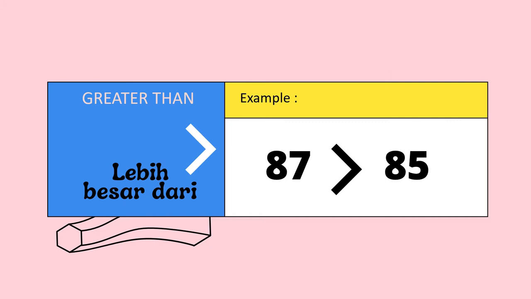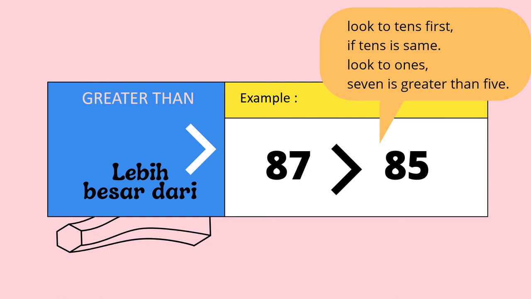More example, 87 greater than 85. 87 lebih besar dari 85. Look to tens first. If tens is same, look to ones. 7 is greater than 5. Jika puluhannya sama, cobalah lihat satuannya. 7 lebih besar daripada 5. Maka benar tandanya adalah lebih besar dari.